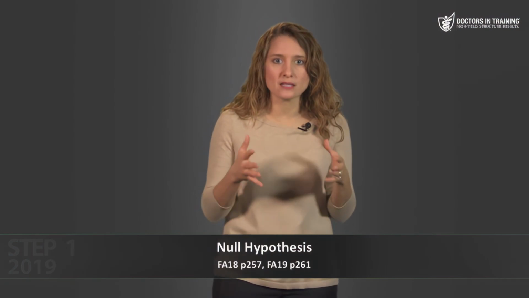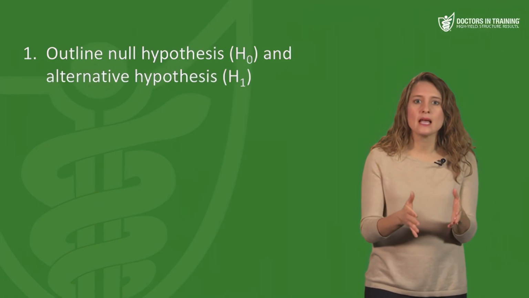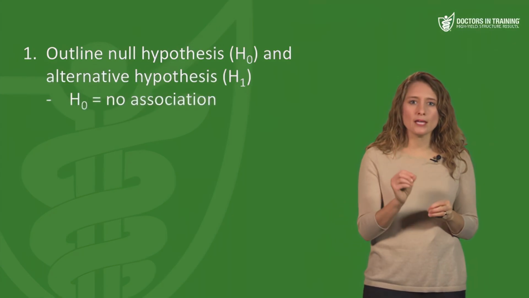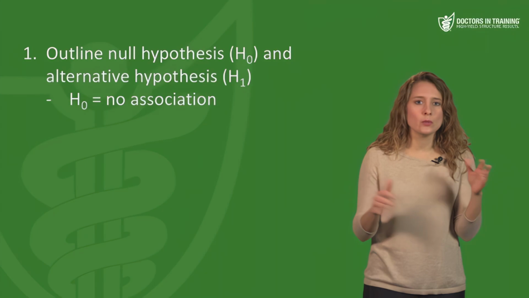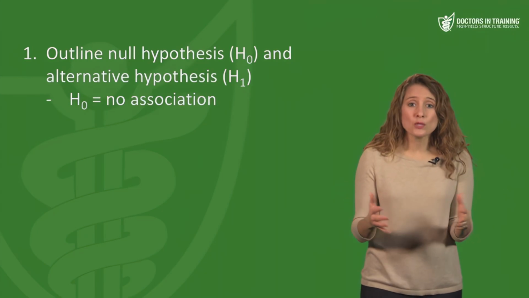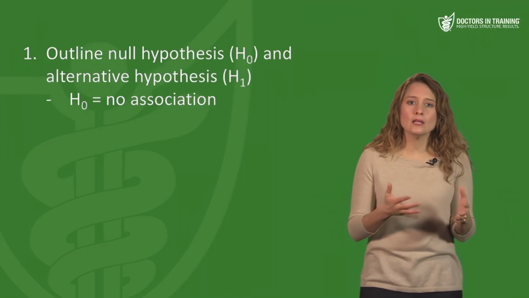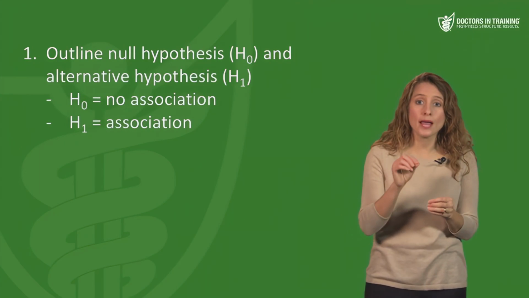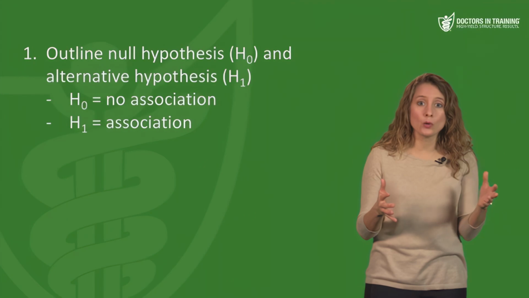One way to evaluate test results and how well they reflect truth is through hypothesis testing. The first step in hypothesis testing is outlining the null hypothesis and the alternative hypothesis. The null hypothesis, which is designated by a capital H and a subscript 0 or H naught, states that there's no association between the exposure and the outcome or disease. In other words, the null hypothesis is just saying that something is not related to something else. On the other hand, the alternative hypothesis, designated by a capital H and a subscript 1, or H1, states that there is indeed an association between the exposure and the outcome or disease of interest.